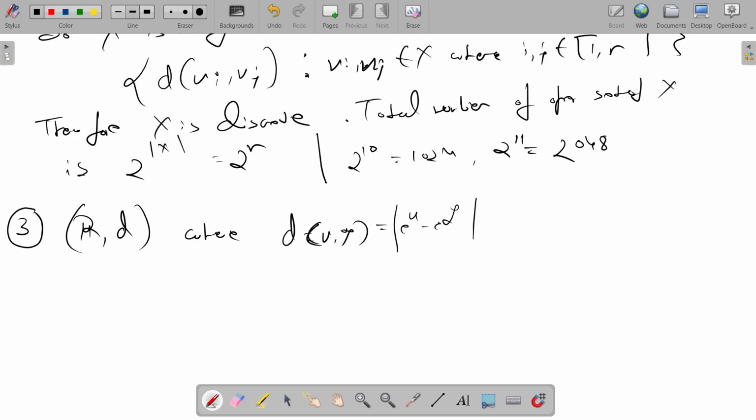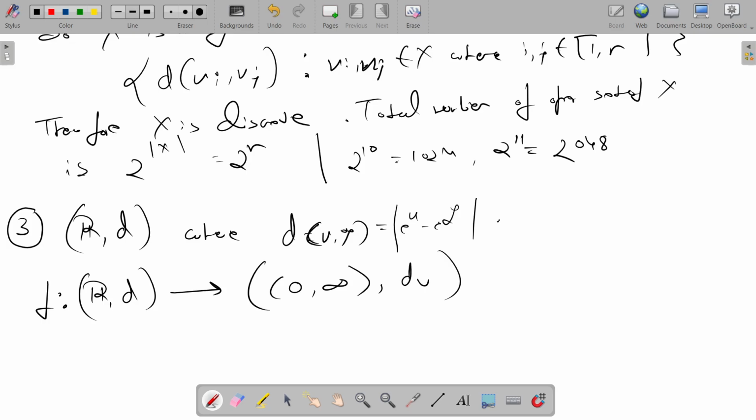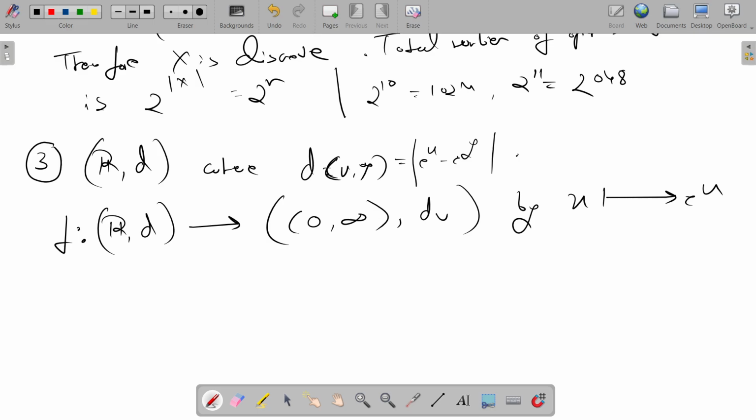Okay. Now what we can do is, let's say, try to define a bijective isometry to another metric space, right? So let me define f from R with this d metric to 0 comma infinity with the usual Euclidean metric by saying x goes to e to the power x, right? x goes to e to the power x.